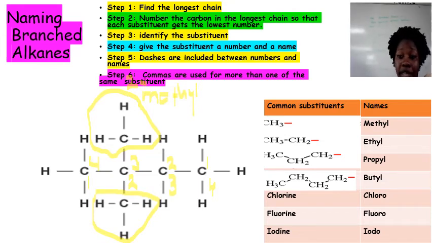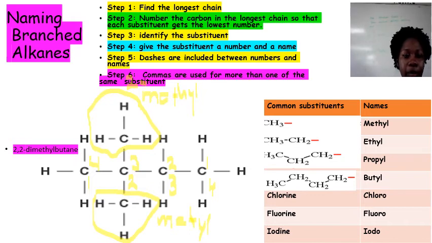So this is a methyl group and this is also a methyl group at the bottom. So we have 2 of the same substituents. So how do we go about naming this? All right, so we need to go ahead and use our commas. Okay, so this is 2. This is our methyl group attached to carbon number 2, and this is our another methyl group attached to carbon number 2. Okay, so how do we name it?